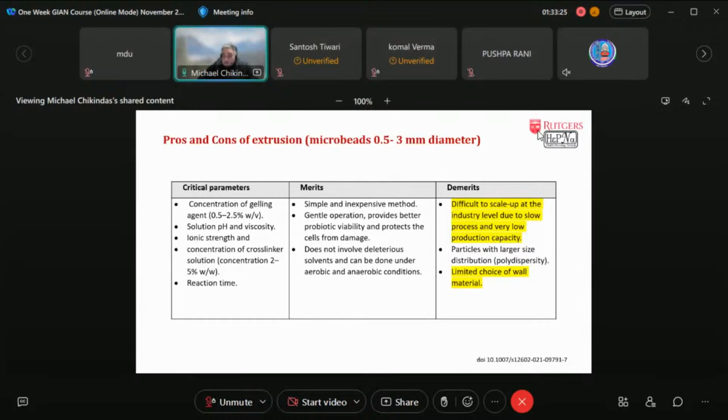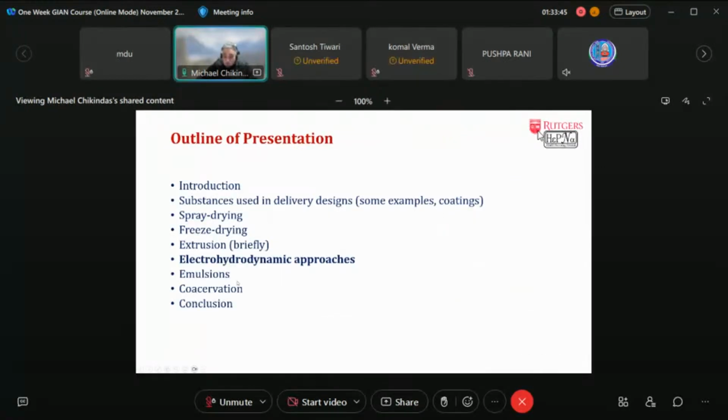The good things: it's simple, it's inexpensive, it doesn't do much harm to the microorganisms. It can be done both under aerobic and anaerobic conditions. So the anaerobic microorganisms can be encapsulated under these processes.